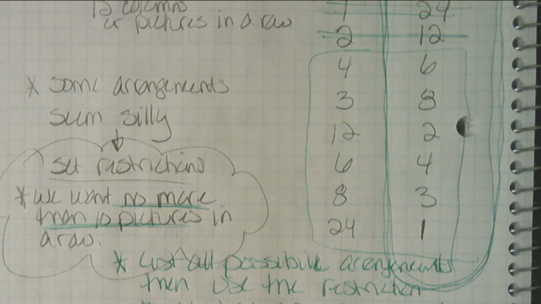How many of you guys agree that no more than 10 rows is probably a good idea as well? So if I said no more than 10 pictures in a row and no more than 10 rows, what arrangement does that eliminate? Brendan? 24 and 1 and 12 and 2. That eliminates those two, wouldn't it? All right, which might be good, right? That might make it look better. All right, you guys cool with that?